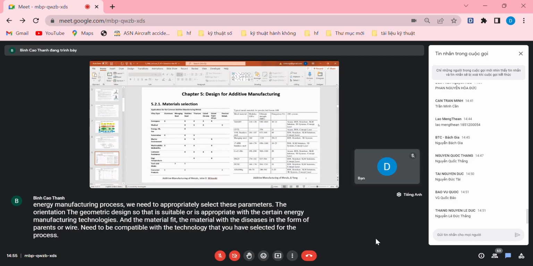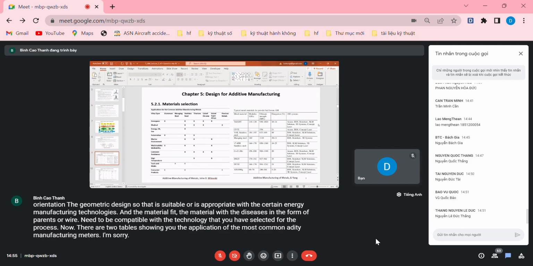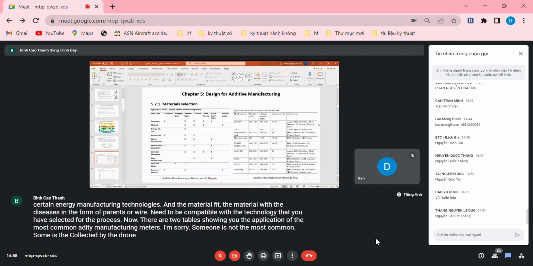And now there are two tables showing you the applications of the additive manufacturing methods. I'm sorry, common is not the most common. Some were collected by John Maleski and the others by Li Yang.